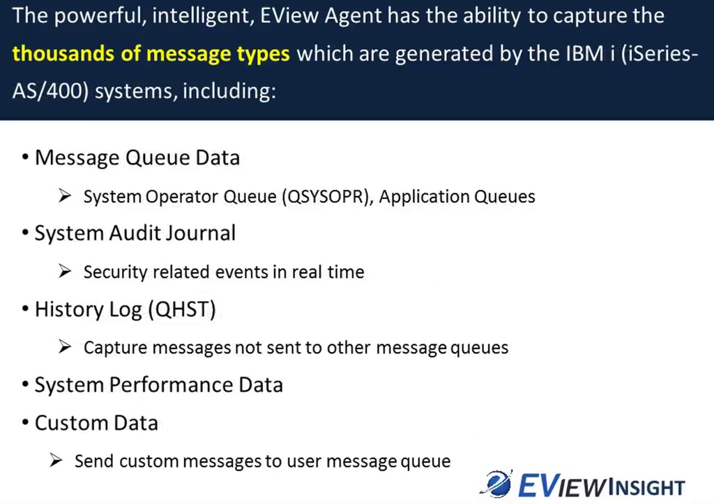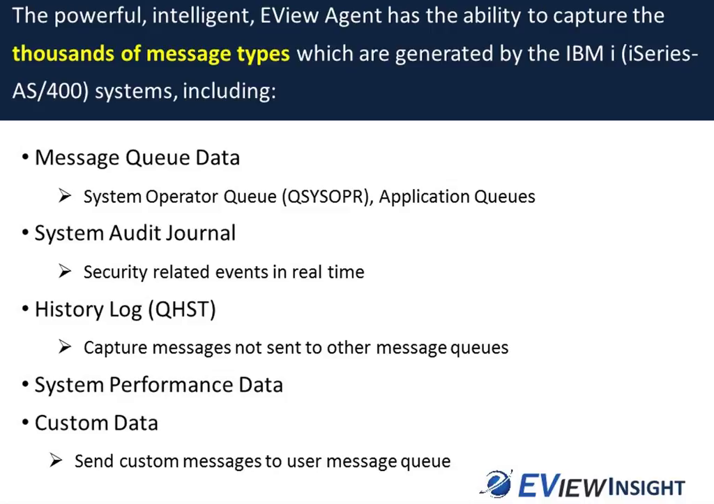Now on the IBM i or iSeries systems, we have a number of different sources of data that are relevant to those types of systems. The first area that we get data from is message queue data. Message queues are the way that, in the IBM iSeries world, data is delivered to the operator, through something called the system operator queue, or for AS400 iSeries people, that's typically known as QSYSOPR.